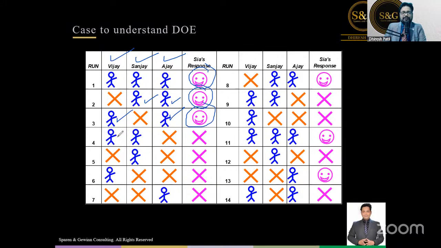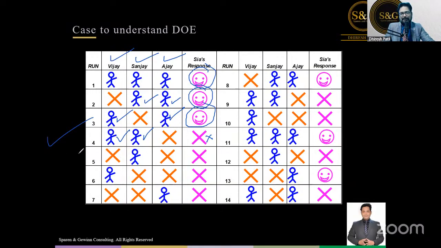The fourth round, now this is every day. They are just doing an experiment, using all the permutations and combinations here. The next day, only Vijay and Sanjay went. Ajay was not there. My God, this is something interesting. Sia did not smile. Wow, very interesting, isn't it? So Ajay is the lucky person. Fantastic. So we conclude very easily, right? One experimental run and we easily conclude that this must be the reason, correct?